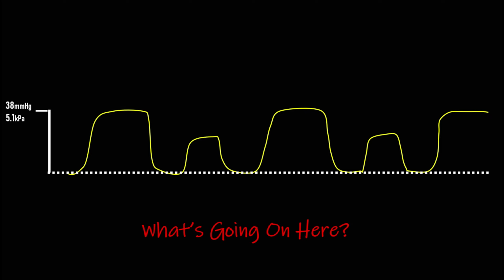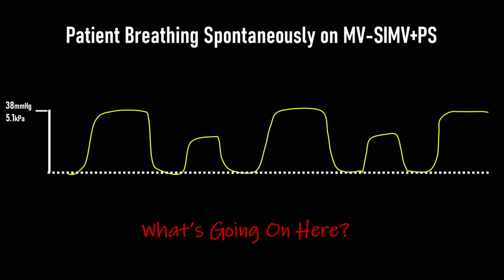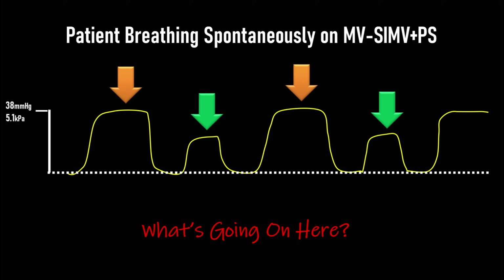The same patient is now on SIMV, synchronized intermittent mandatory ventilation with pressure support, and the mandatory and assisted breaths are in orange, and they're interspersed with pressure support breaths in green. If the pressure support level is increased, all of these breaths may look the same.